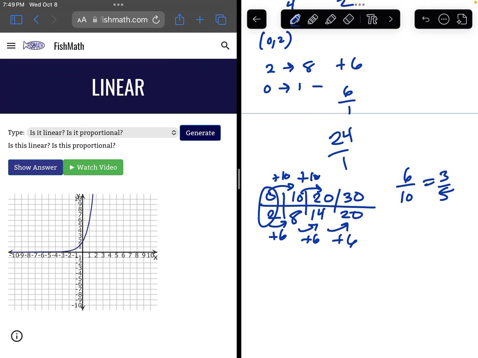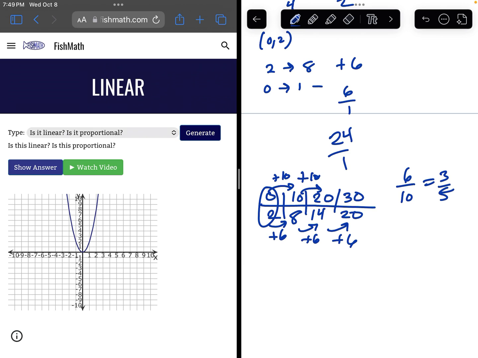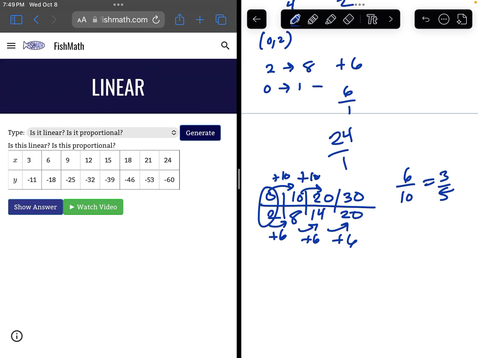This one, again, not going to be linear or proportional. This one is a line that goes through 0, so this one would be both. Constant rate of 6 and proportional through 0, 0. Not proportional, not a line. Proportional going down, so linear and proportional there, going down. Again, we already kind of saw that one.